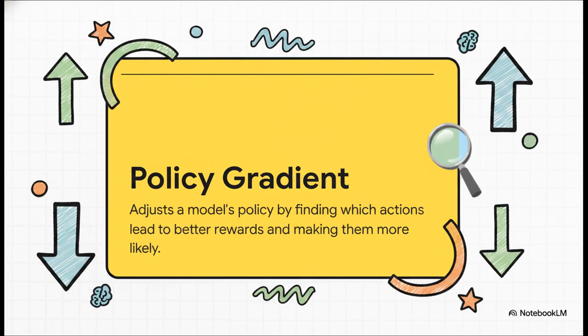And the way this is done is with a fundamental rule called the policy gradient. You can think of it like a mathematical recipe. It literally tells the model exactly how to update its own internal wiring, what we call its policy, so it can get better results the next time around.